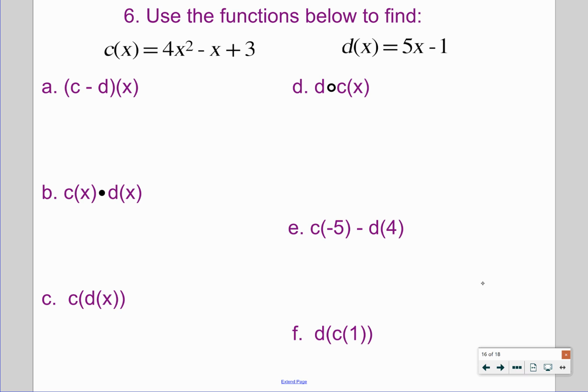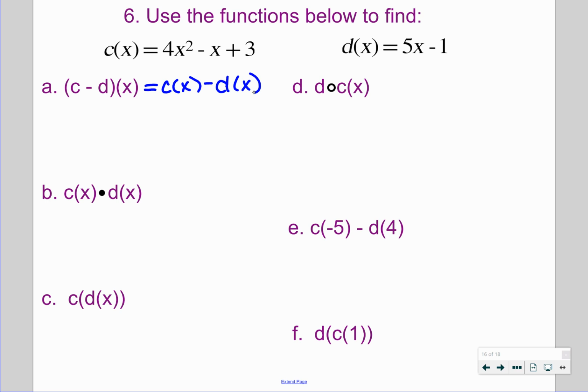All right, the next one is all of our combining, composing stuff. First one, c minus d of x. Remember, you can write this as c of x minus d of x if you want. If it's a variable there instead of a number, you are just combining those functions together in that manner. So here we're taking function c and subtracting function d. Our answer should be a new function when we do this.